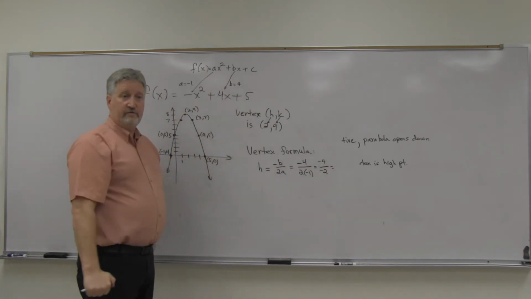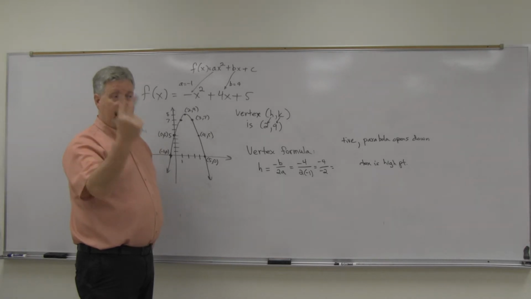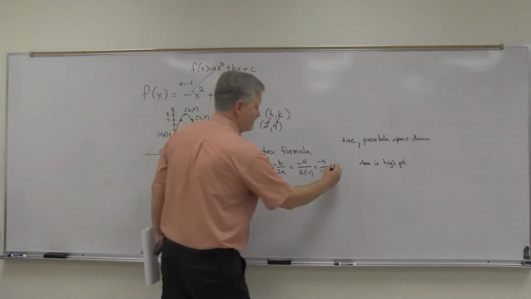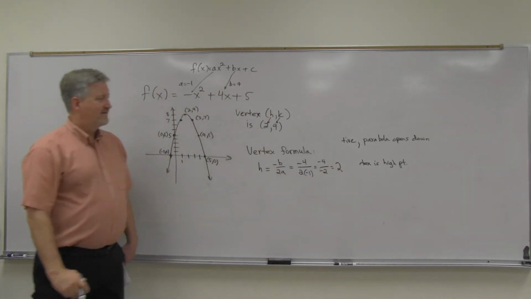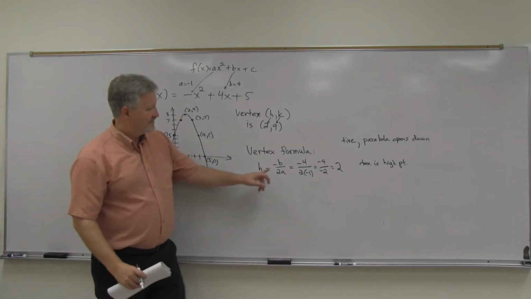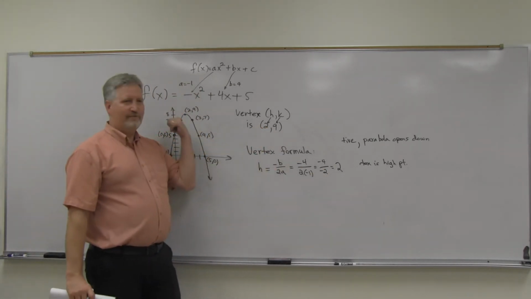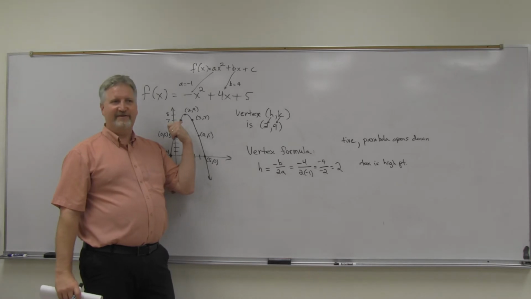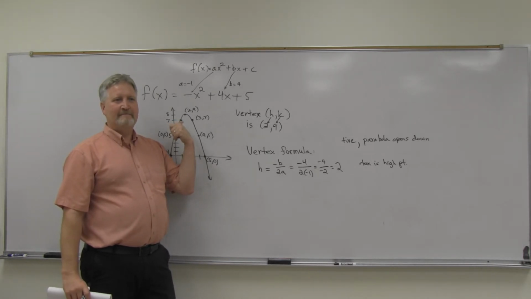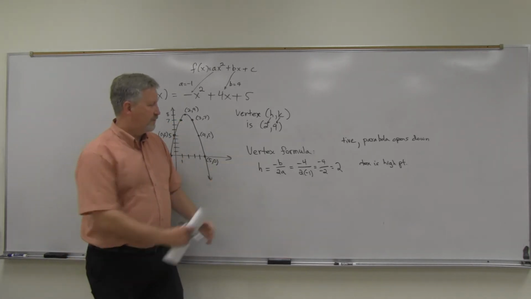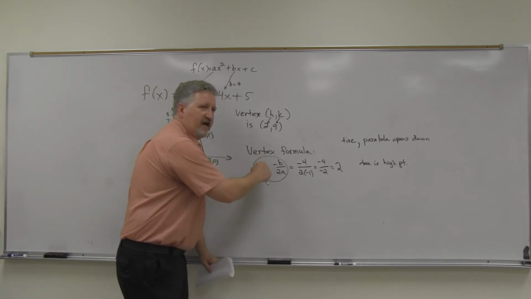-4 over -2, which is +2, isn't it? +2. And that's not a coincidence, that matches with what we found the h to be over here. The h was 2, wasn't it? Yeah, so this little formula right here is going to give you the h of the vertex.